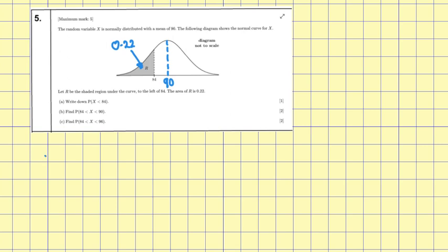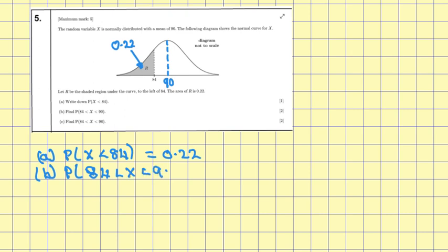So for A, write down the probability that x is less than 84. Well, that's already in. That's 0.22. Part B, we want the probability that x is between 84 and 90. Well, let's shade that in. Well, that's that region there. Remember that a normally distributed curve is perfectly symmetrical. 50% on the left of the mean, 50% on the right of the mean. So that shaded area is equal to 0.5 minus 0.22, which is equal to 0.28.